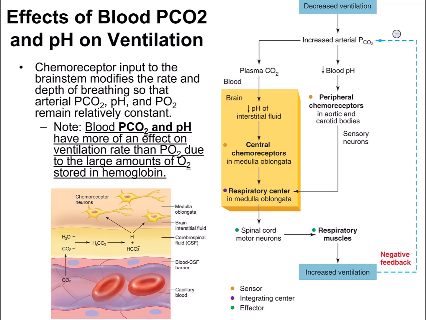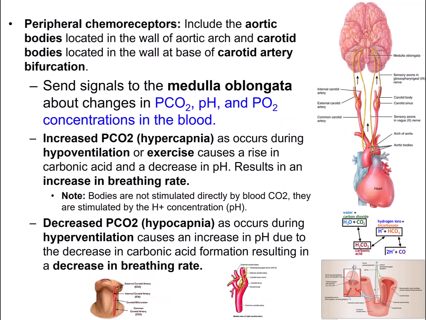Well, the chemoreceptor input to the brainstem is going to modify the rate and depth of breathing so that arterial PCO2, pH, and PO2 remain relatively constant. Well, how does the body do this? Well, we have our peripheral chemoreceptors and we have central chemoreceptors.